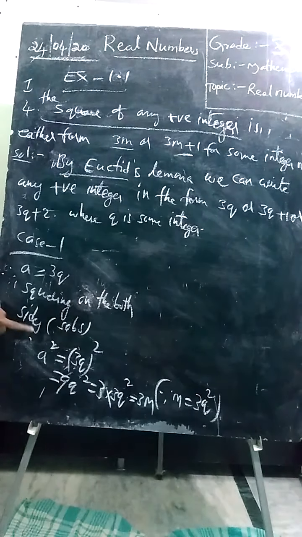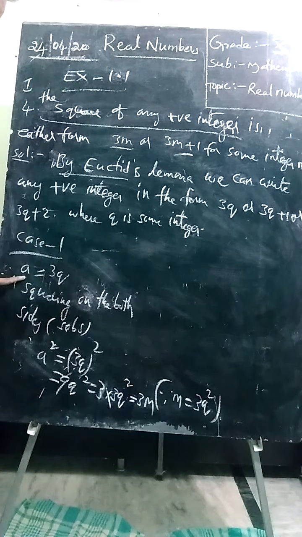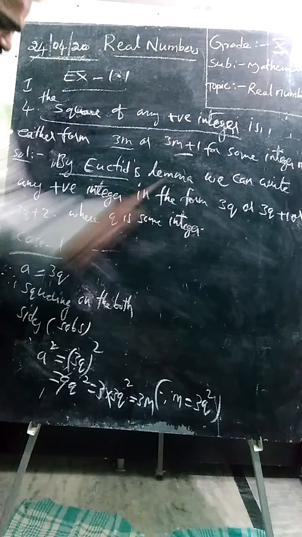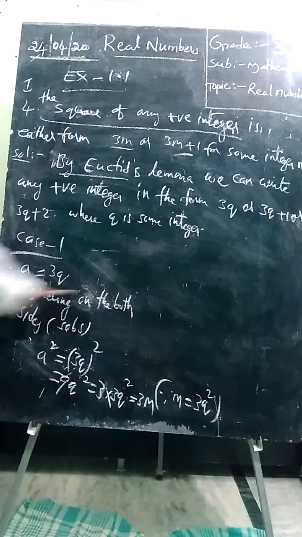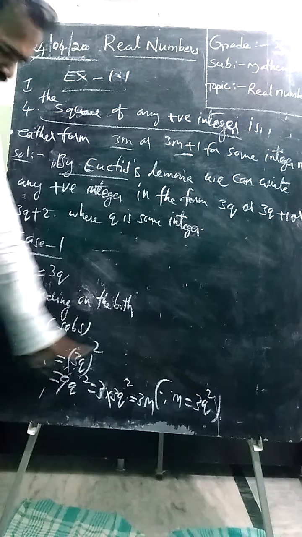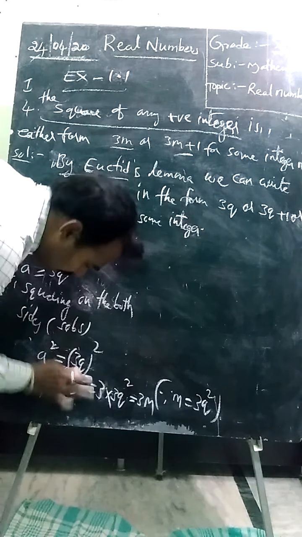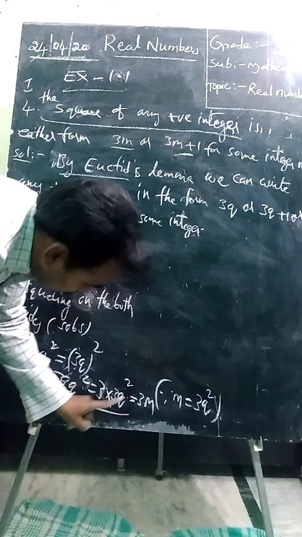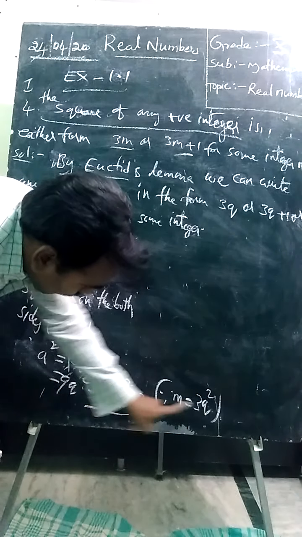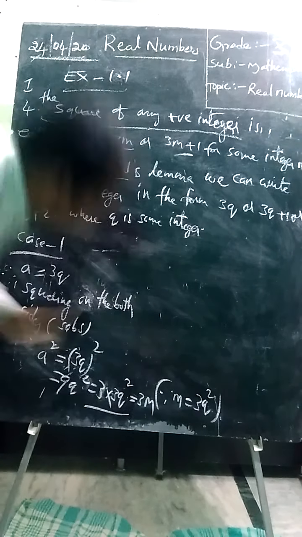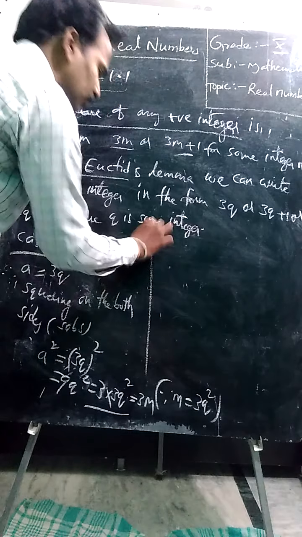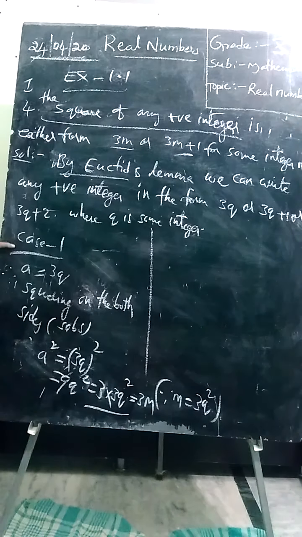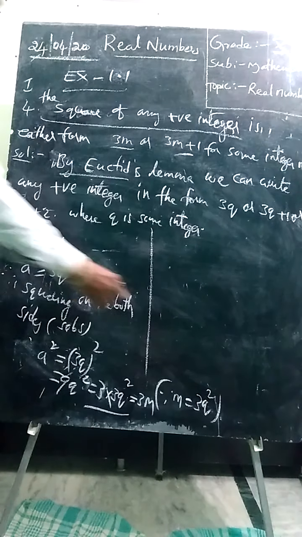See, observe students, let us take the square of this one. Let us consider the first form of this integer, 3q. Squaring on both sides, a square equals 3q whole square, that is equal to 9q square. 9q square we can write as 3 into 3q square. Let us take m equal to 3q square, then it becomes 3m. So the first form is proved. So if you take case 1, 3q, it becomes 3m.